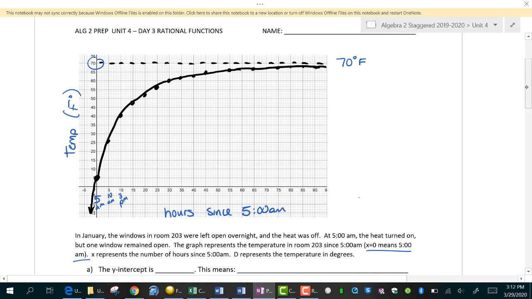It also asked when does the temperature reach 40 degrees Fahrenheit. So if I look along that y-axis, 40 degrees Fahrenheit would be right about here, and that should have been about 3 p.m. So that was 10 hours after 5 a.m.